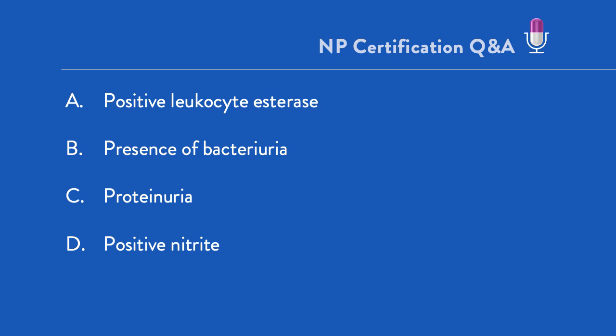B, the presence of bacteriuria. The UTI in question, no doubt, is caused by a bacterial agent. Bacteria from the periurethral or perineal surfaces can wash out into the urine and cause bacteriuria. Therefore, this option is incorrect.